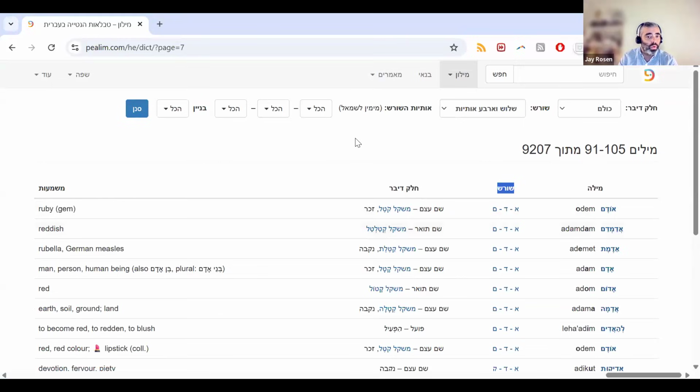Now, what words do we know? Two words probably most of you know with the root aleph, daled, mem. One of them is Adam, not just the name Adam. Adam also means a human. And Adom, red. That makes a lot of sense because if I start looking at these words that I have here, Odem, Adam, Dam, Ademet, Adom, Adama, Lehadim, Odem, right? And then I look at the English: ruby, reddish, rubella, man, person, human being, red, earth, soil, ground, land, to become red, red color.